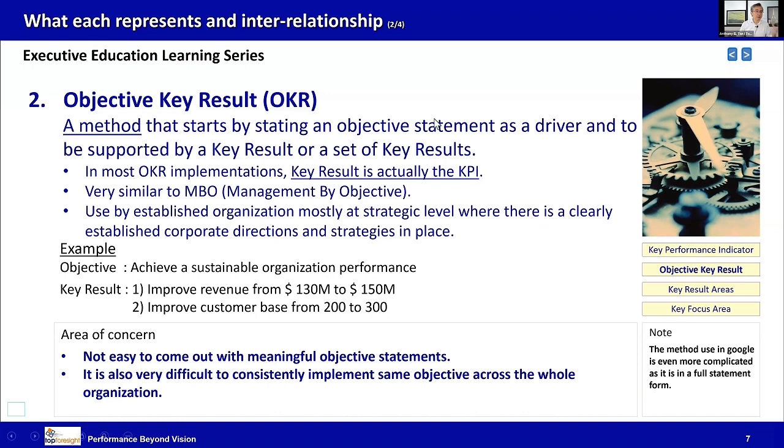All right, so that gives you an idea of what is used here. Now let me share with you. If you look at the note here, the method used in Google is even more complicated as it's in full statement form. To be precise, the way Google uses it is quite similar to MBO. MBO was used way back, but nobody thought of MBO. If you look at how Google uses the method, it's quite similar to MBO, management by objective, because it is written in full statements.